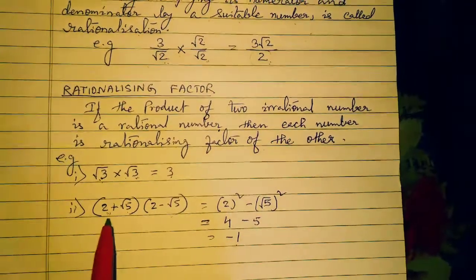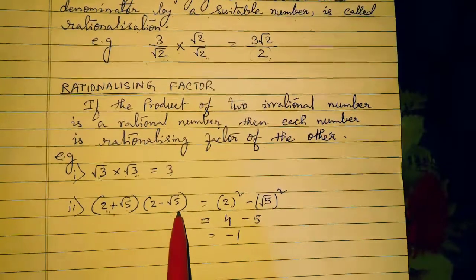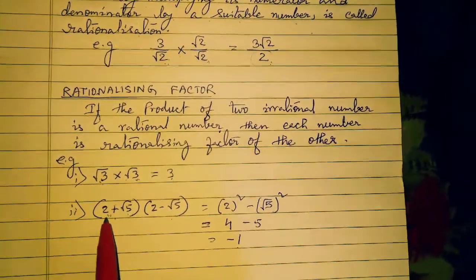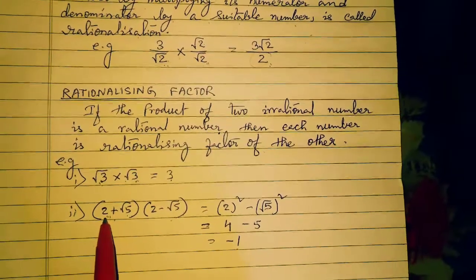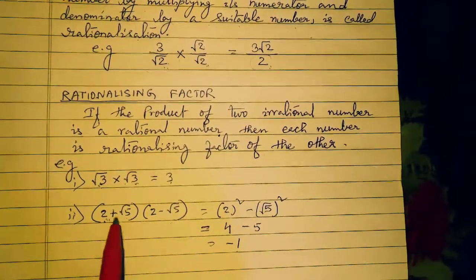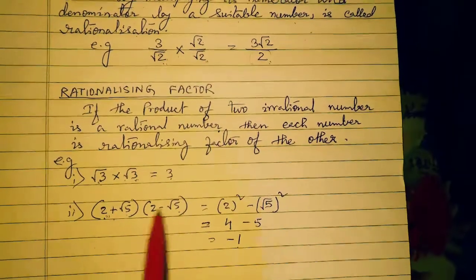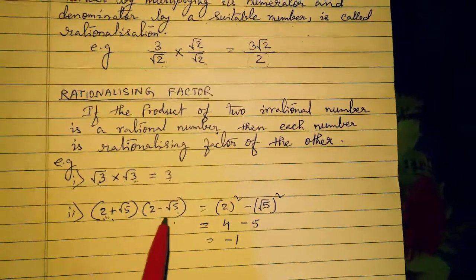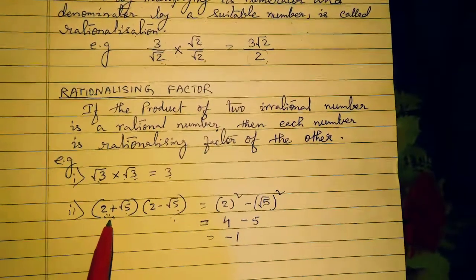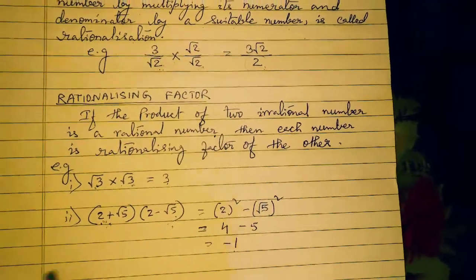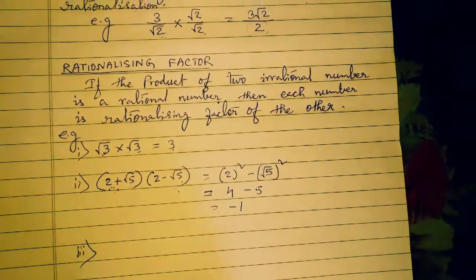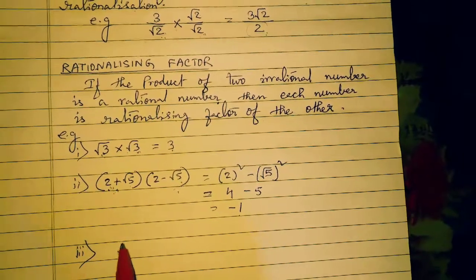Clear? So 2 plus root 5 is a rationalizing factor of 2 minus root 5, or you can say the rationalizing factor of 2 minus root 5 is 2 plus root 5. Each one is a rationalizing factor of the other. Either 2 plus root 5 is a rationalizing factor of this, or 2 minus root 5 is a rationalizing factor of this. Similarly, this way we find the rationalizing factor. Suppose we take one more example.